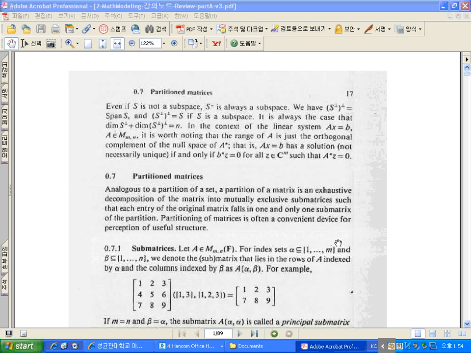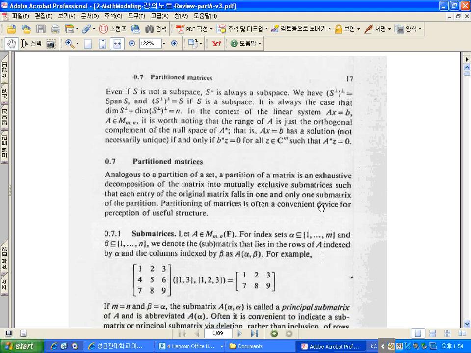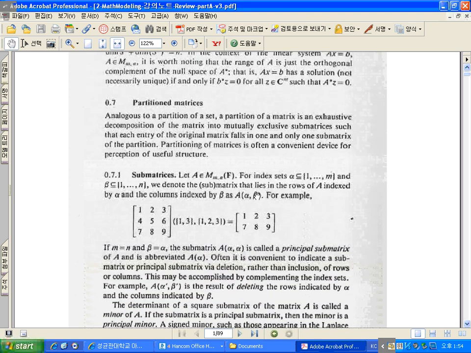We studied dual spaces in the earlier class. Today, we will continue to review the background for linear modeling. Okay, now we start from the partitioned matrix. And you know the definition of a partitioned matrix.